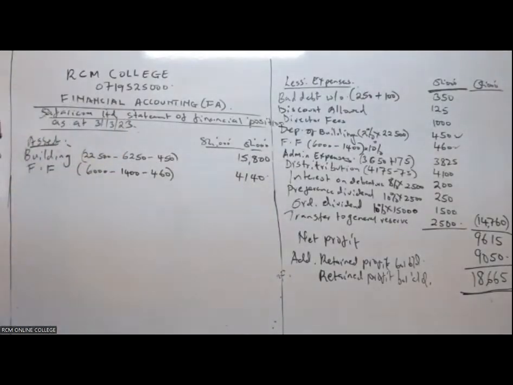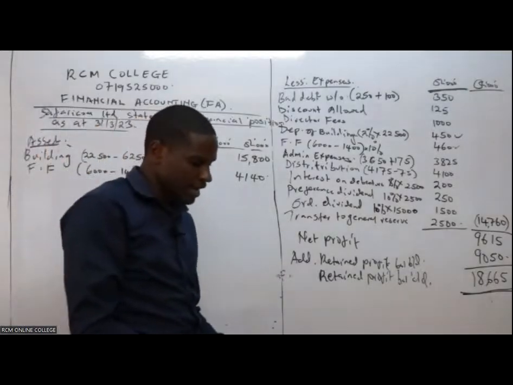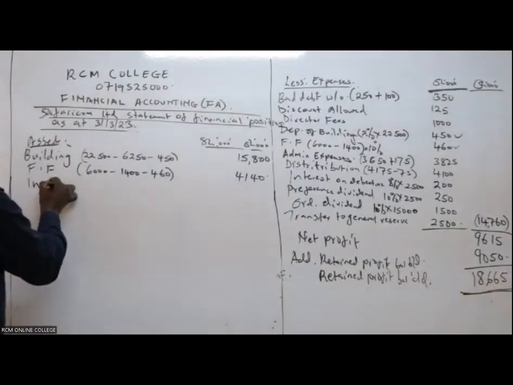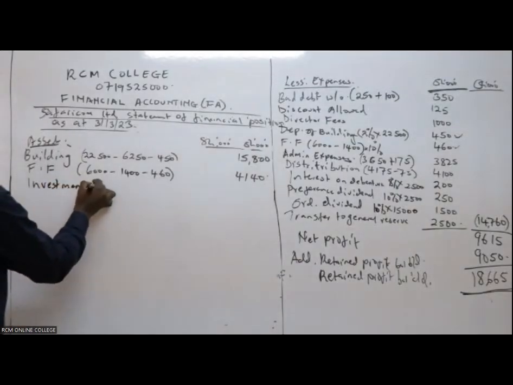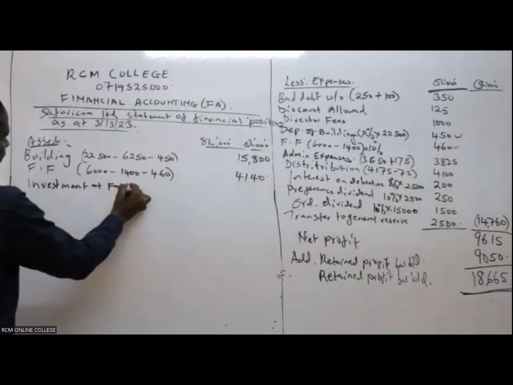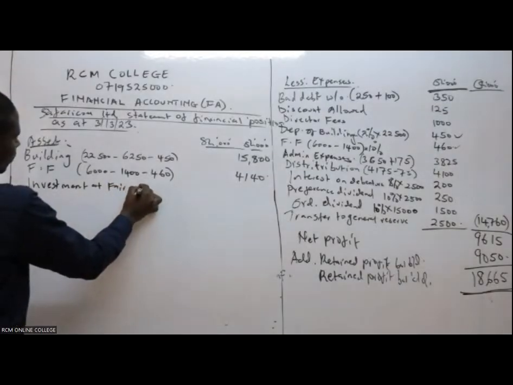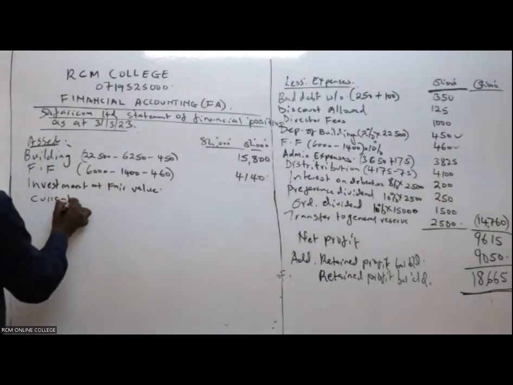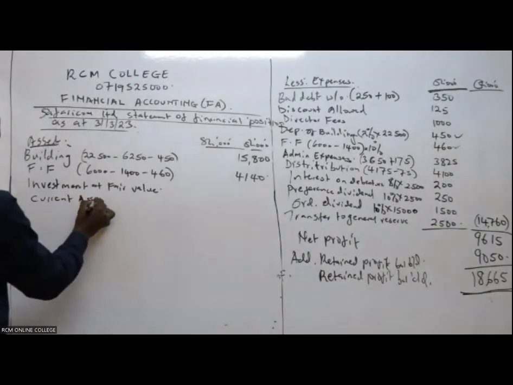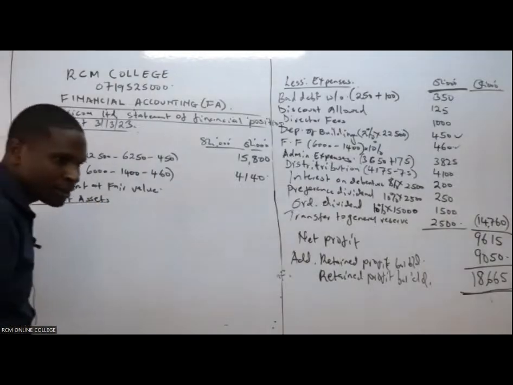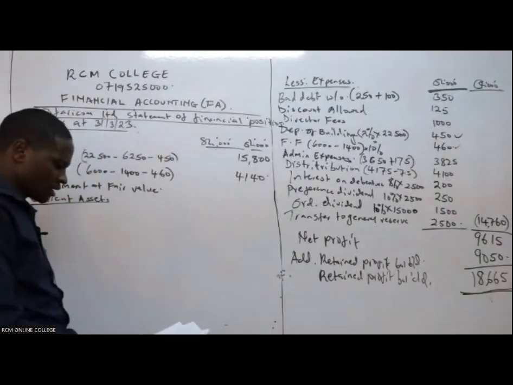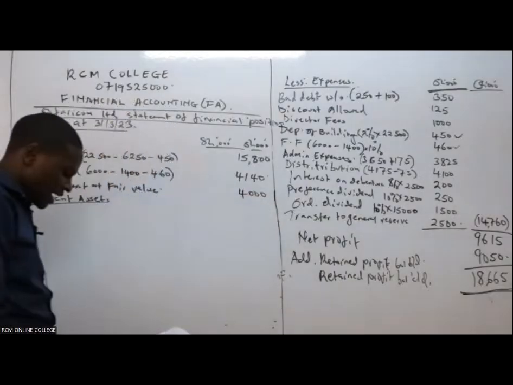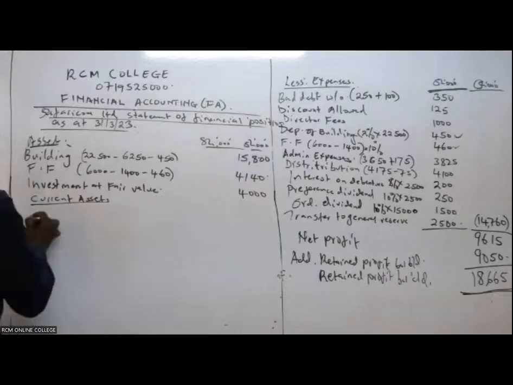And then we had the last item in that question, which was investment at fair value. How much was it? For those who have the question, how much was it? Then we go to the current assets. It was 4,000. I can see it was 4,000. So for the current assets, we have inventory.